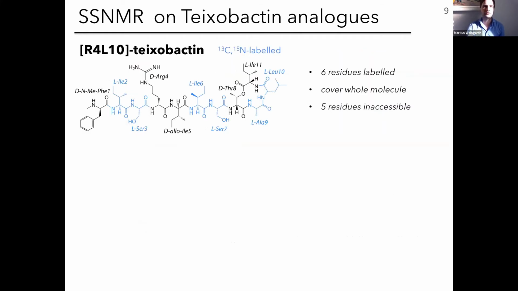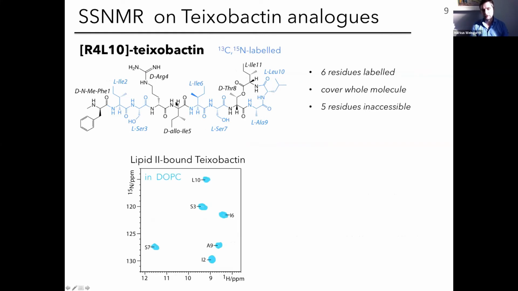And in order to make these tioxobactins amenable to NMR, we carbon-13 nitrogen-15 labeled 6 of the 11 residues that covered the entire molecule, including the C-terminal depsi cycle and the N-terminus. This here is the first solid-state NMR spectrum of tioxobactin in the presence of lipid-2-doped DOPC membranes.